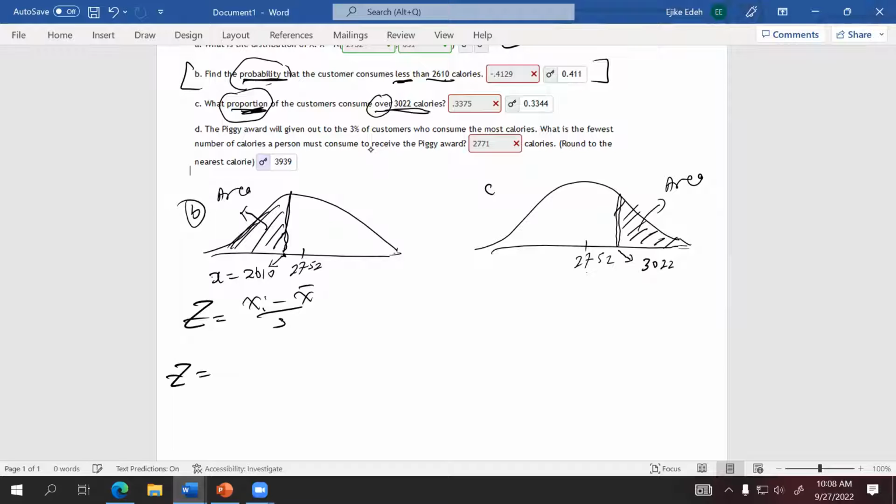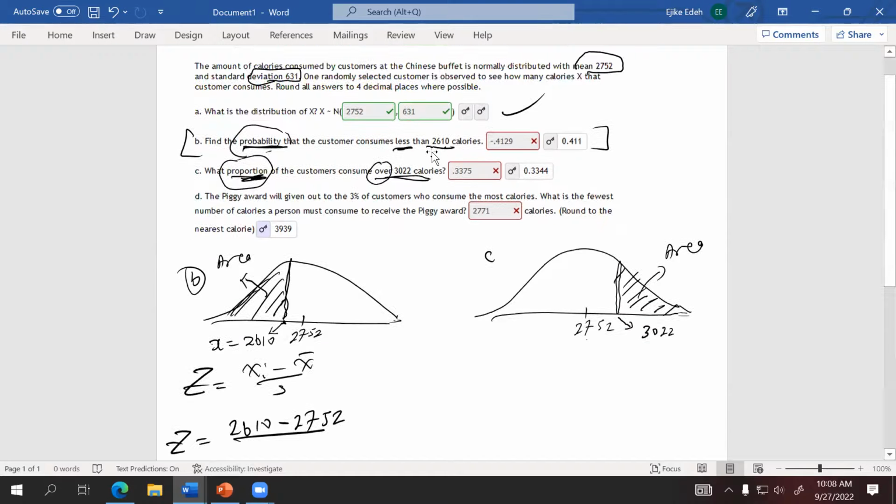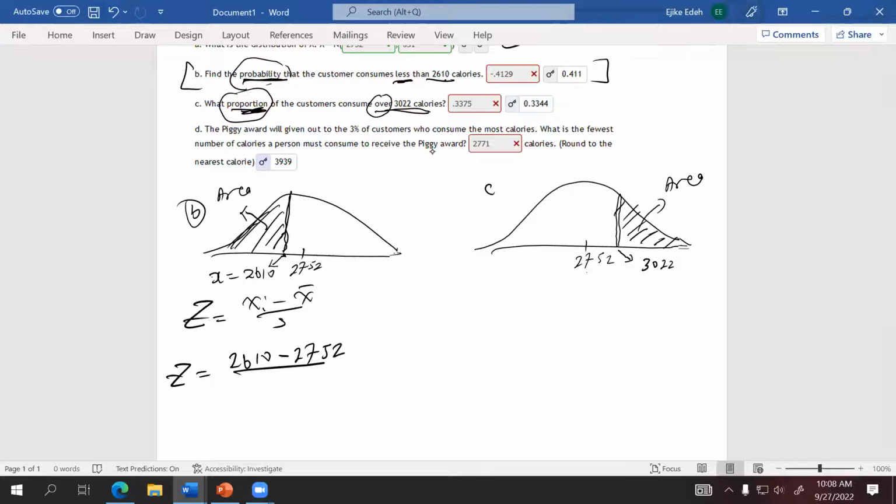Unlike the previous questions, here we don't know Z, but we know that our data point is 26. Then in this case, minus the mean, which is 27.52. And we are dividing this by the standard deviation in this question, which is 631. Right? Okay, so somebody help us solve this.